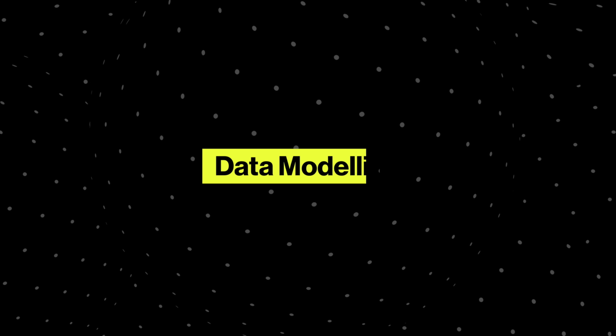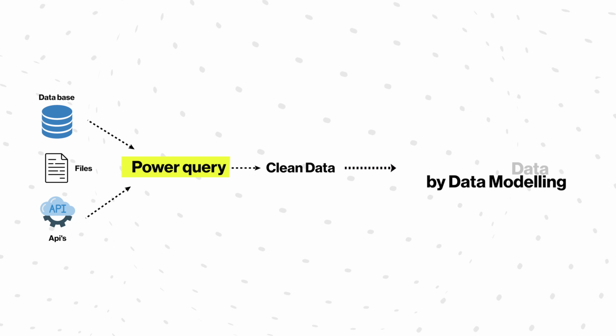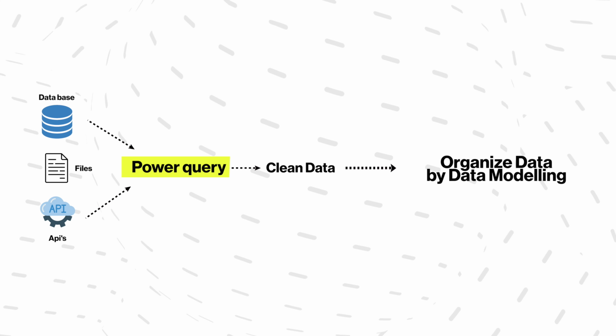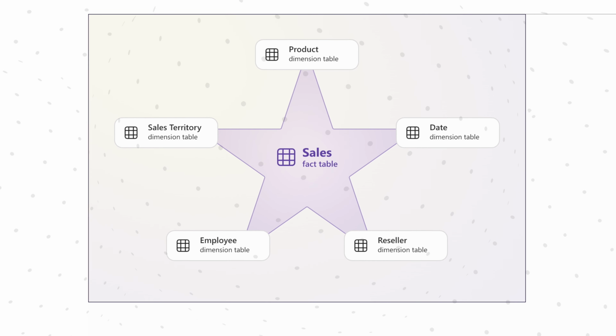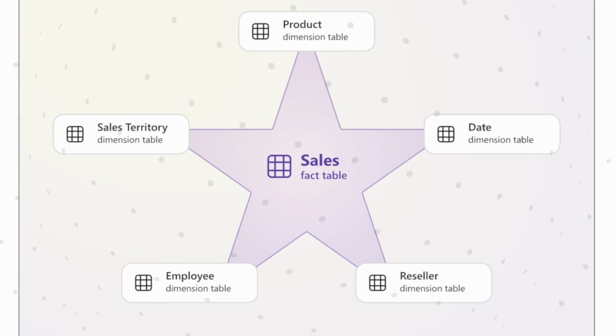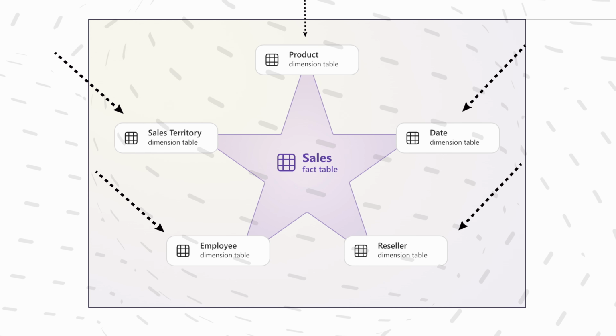Now, once we have that, we go to the next engine or the next layer, and that we call data modeling. Now that your data is clean, it's time to organize it. And in this layer, you're going to build relationships between tables. You're going to build your Star Schema, where you have in the middle your fact table, and surrounding your fact table are multiple dimension tables. This is important in order to have fast dashboards and correct results.